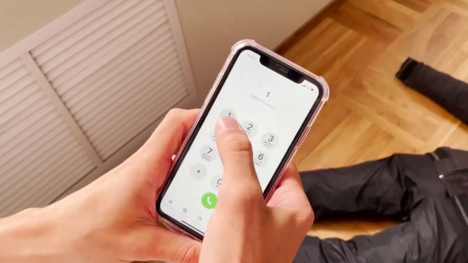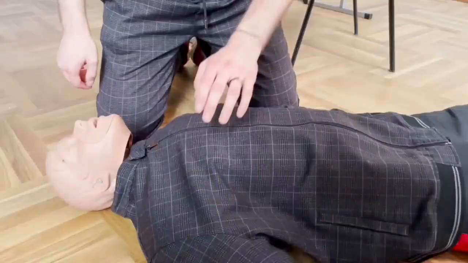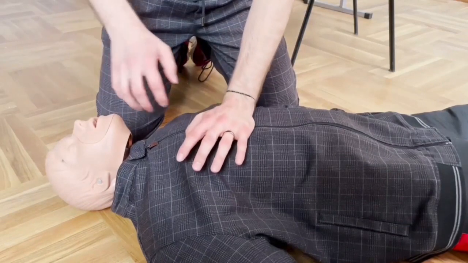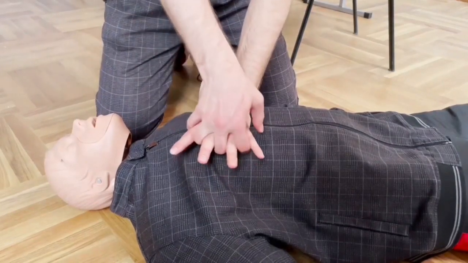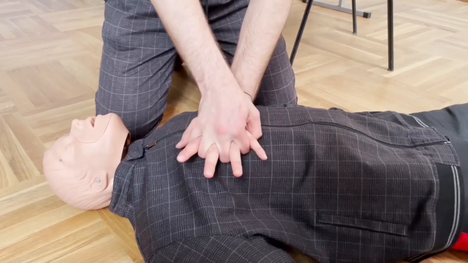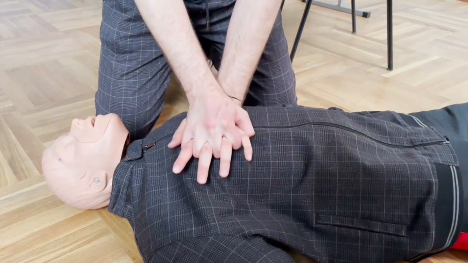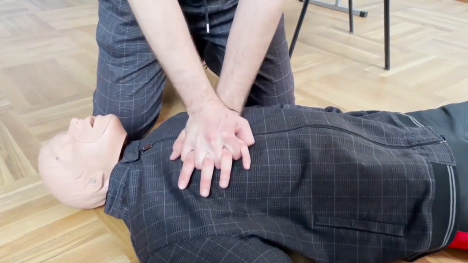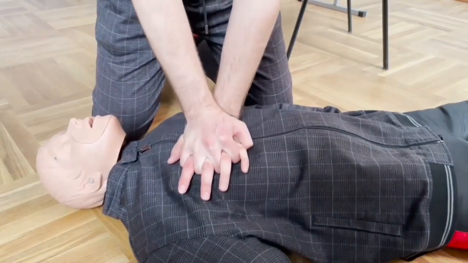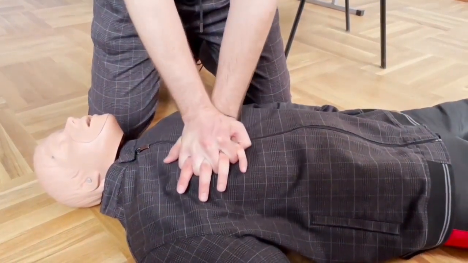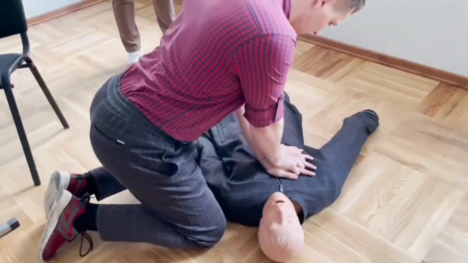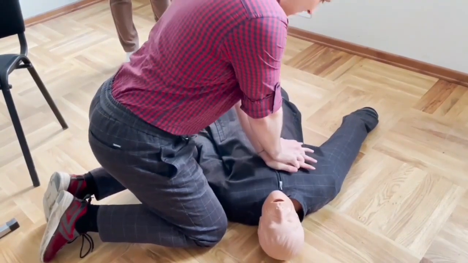Cardiopulmonary resuscitation, CPR, starts with indirect cardiac massage by placing the palm base on the midpoint of the chest. Begin by positioning one hand, then place the second hand on top, interlocking the fingers, with the upper hand's fingers straightened and the lower hand's fingers pulled back. Leaning over the victim, conduct compressions at a rate of 100 to 120 per minute, with a depth of 5 to 6 centimeters or 1/3 of the chest.